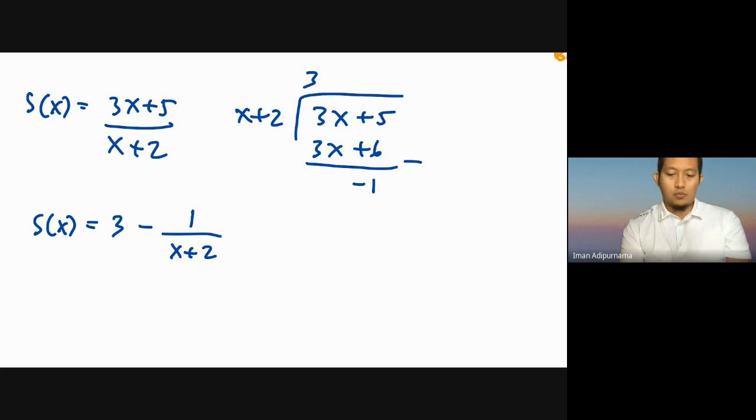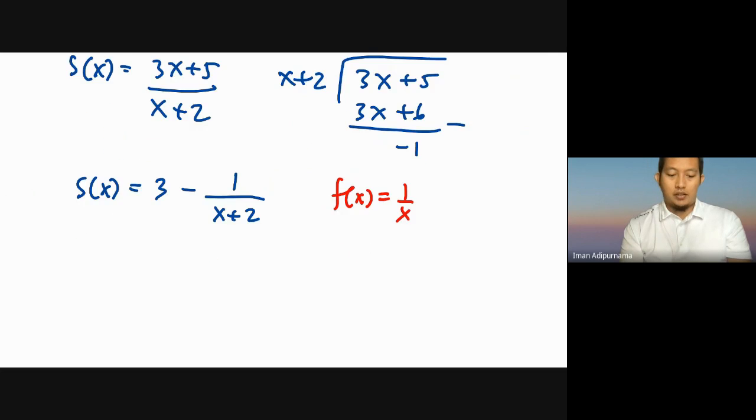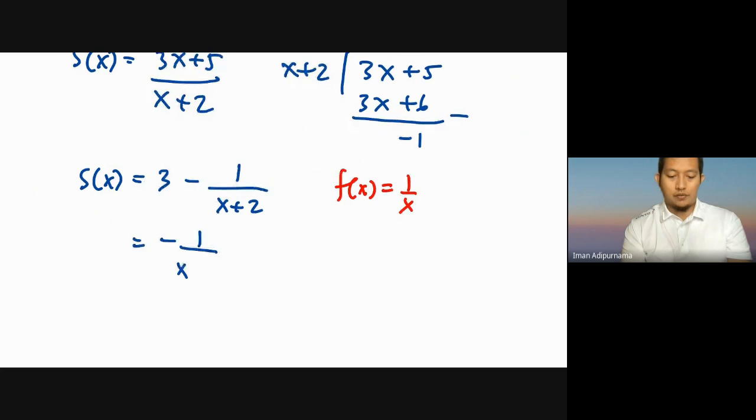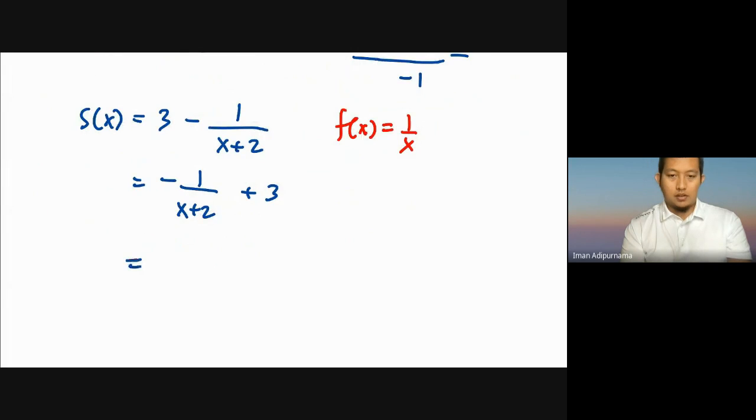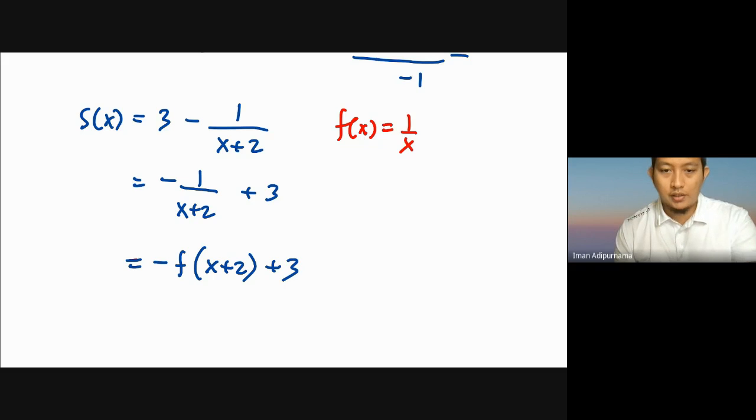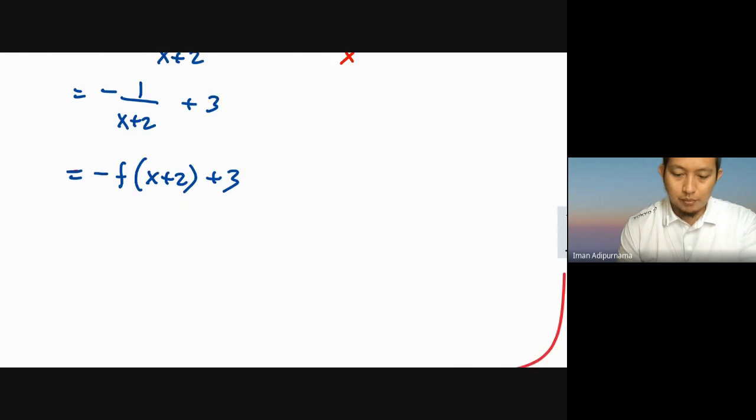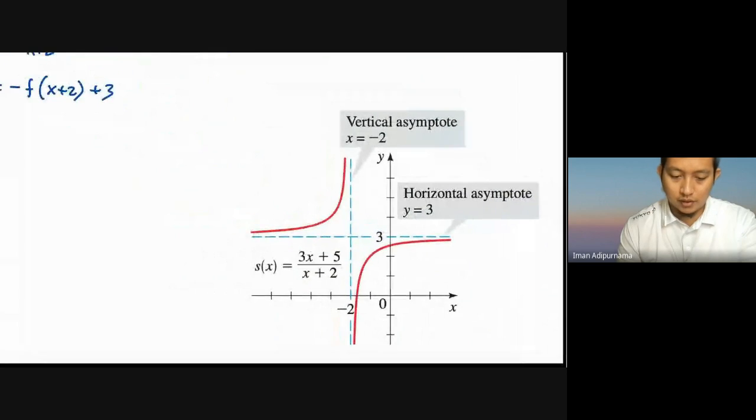Now what we can do from here using transformations, remember our f of x is 1 over x. Then if we move this to the front, then we can say that this is actually negative f(x plus 2) and then plus 3. I hope you get benefit from this. And we can arrange this and make it into something like this.